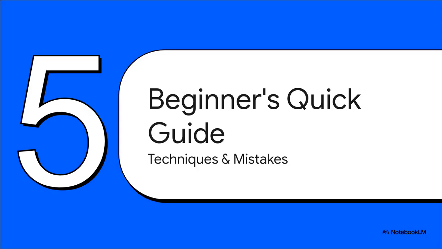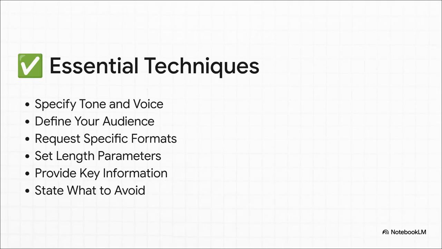All right, let's wrap this up with a quick and dirty toolkit you can start using today. We're going to cover the essential techniques to always keep in mind and the common mistakes that you can now easily sidestep. Okay, think of this as your power checklist. Always specify the tone and voice. Define your audience with as much detail as you can. Tell it the exact format you want, bullet points, paragraphs, a table, whatever. Set your length limits, give it the key info it needs to know, and, this is a big one, tell the AI what to avoid. Being explicit is your fastest path to a great result.